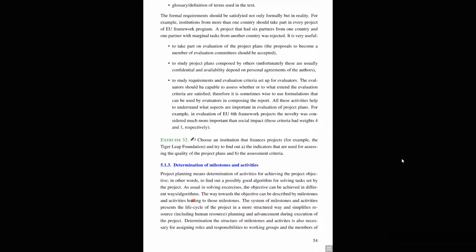And objectives can be achieved in different ways. The way towards the objective can be described by milestones and activities that lead to those milestones.